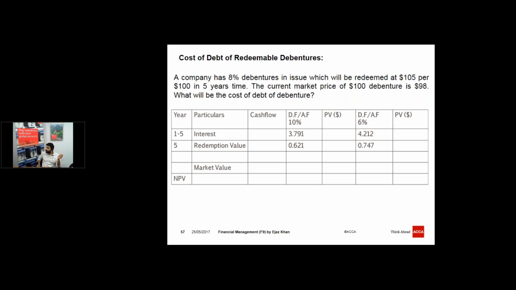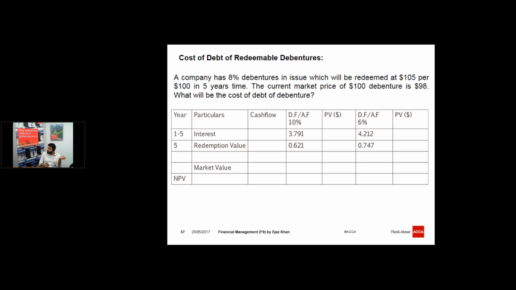No, 100 is not total. It's per share, per debenture. How? What are you talking about? Which question you're talking about? Yes, we use market value of debenture.